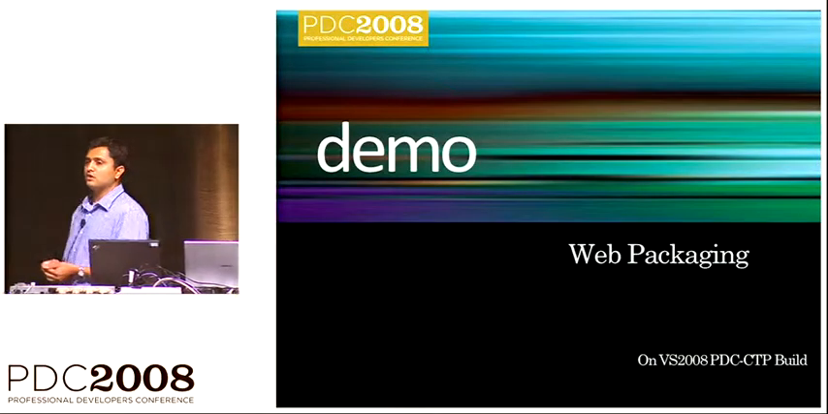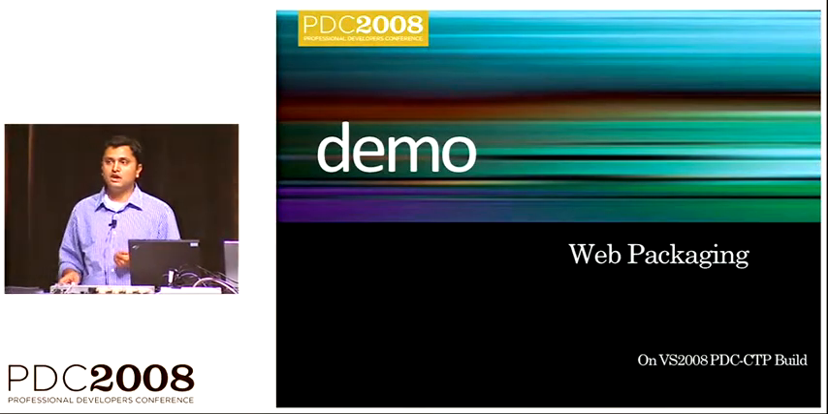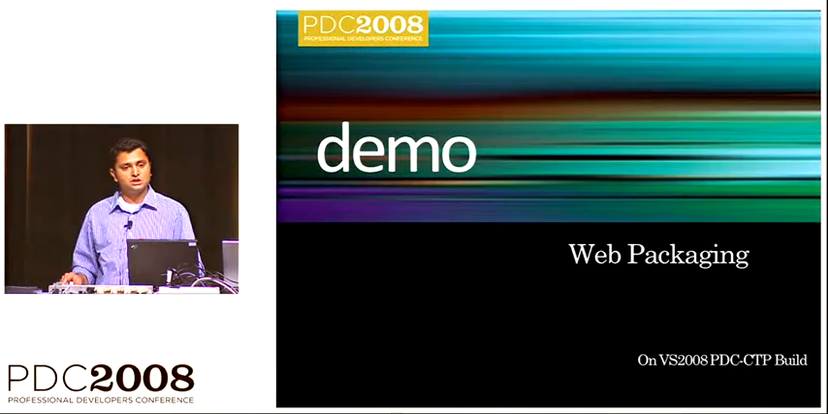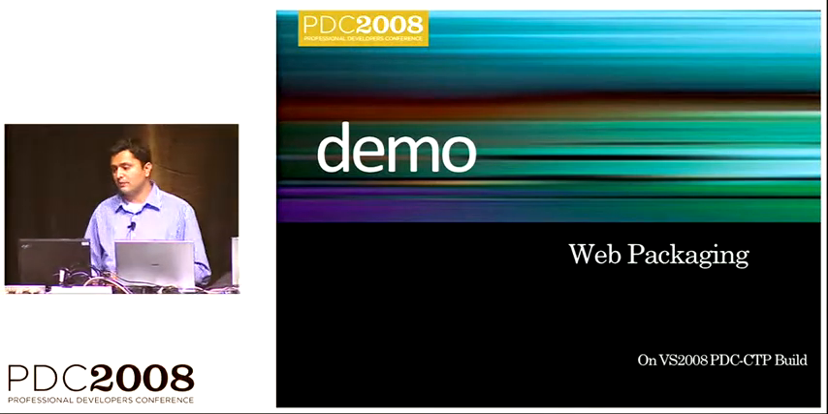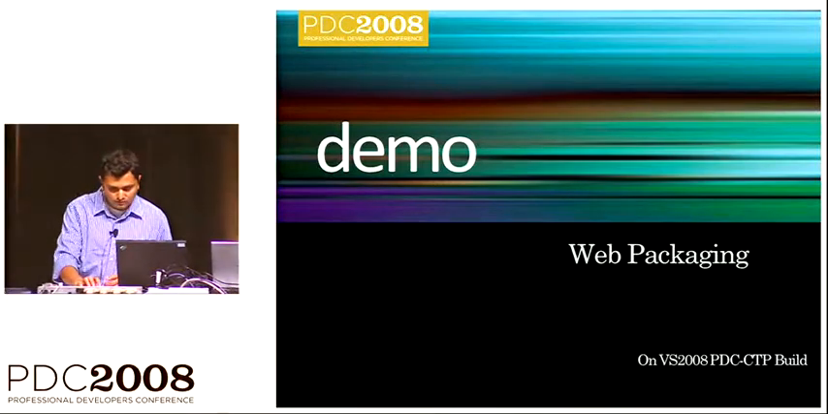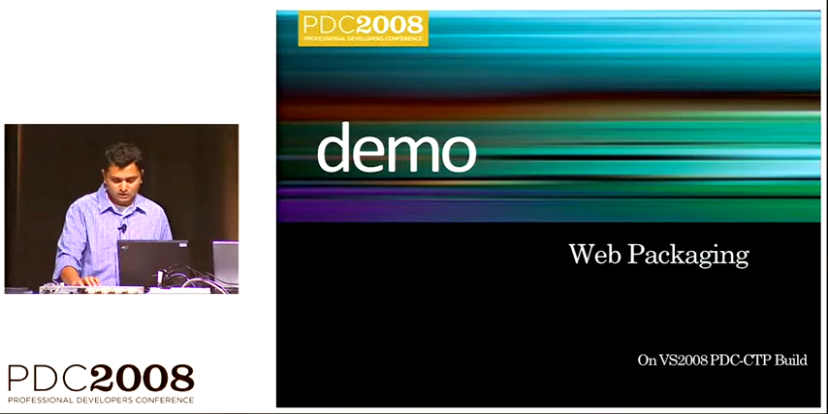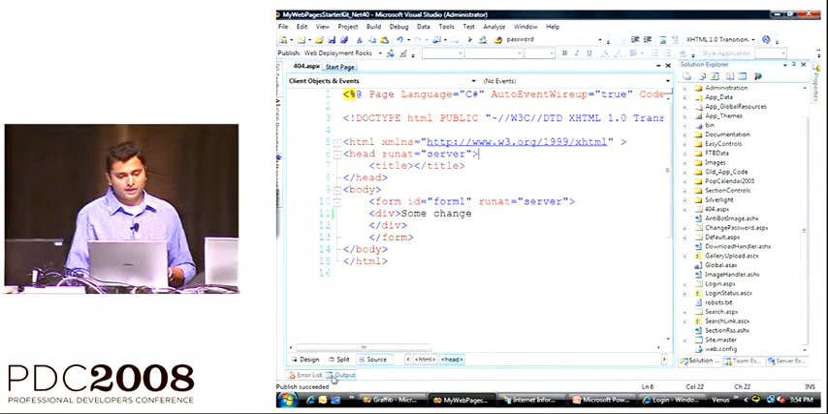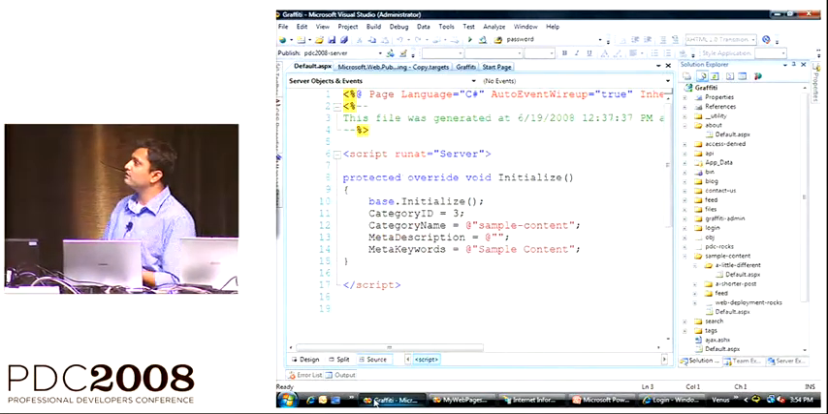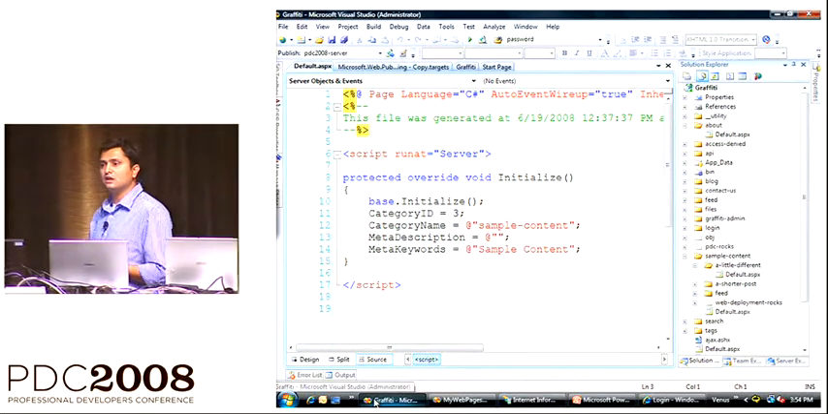And the next thing that we are going to do is to get back into the demo and try to see how web packaging works. Right? We talked about how the publishing works, and now we're really going to go ahead and see what the package looks like. So, back to my dev box. Again, to continue the tradition, we've got the Graffiti site.